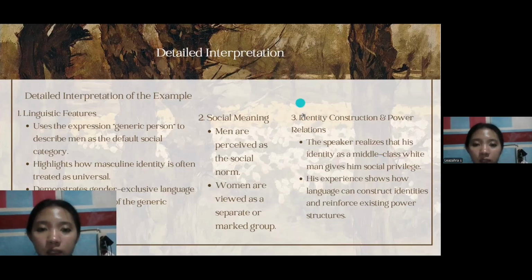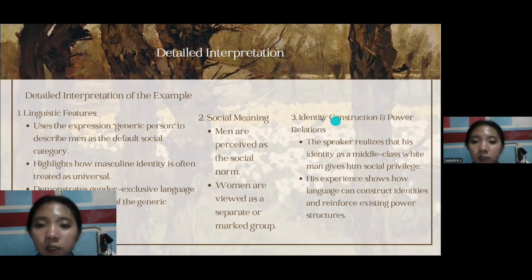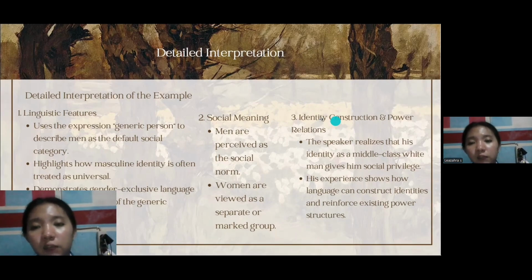2. Social meaning. Men are perceived as the social norm, and women are viewed as a separate or marked group. And 3. Identity construction and power relation. The speaker realized that his identity as a middle-class white man gave him social privilege. His experience shows how language can construct identities and reinforce existing power structures.